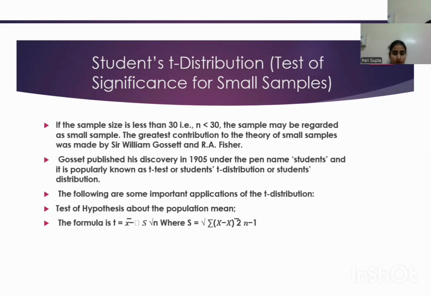Test of hypothesis about the population mean. The formula is t equals X bar minus mu divided by S over root n, where S equals the square root of summation of X minus X bar squared over n minus 1.